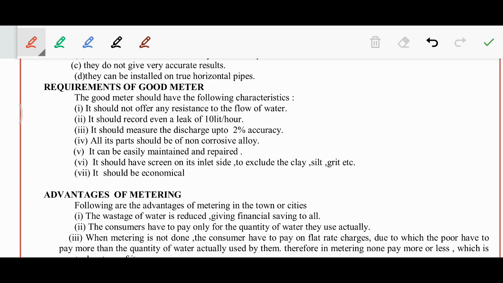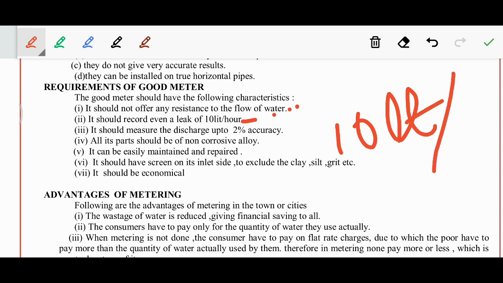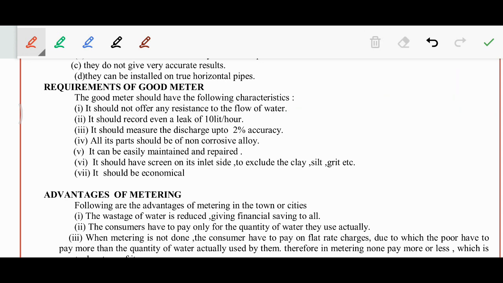It should record even a leak of 10 liters per hour. So if there is any leak or any usage up to 10 liters per hour, it should measure it. It should measure the discharge up to 2% accuracy. All its parts should be of non-corrosive alloy, so that it does not get corroded. Stainless steel is used in these meters.